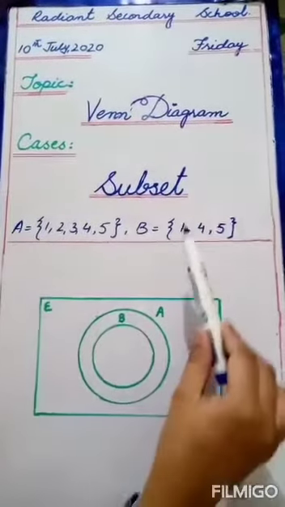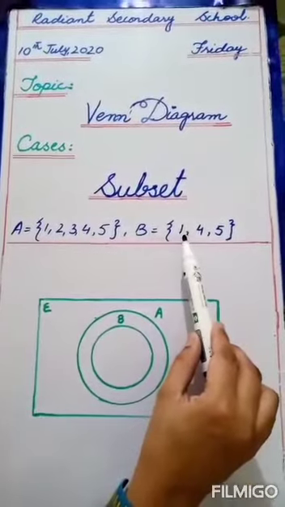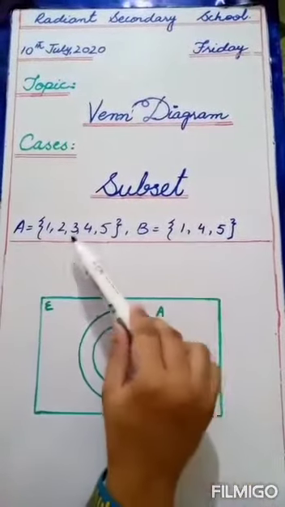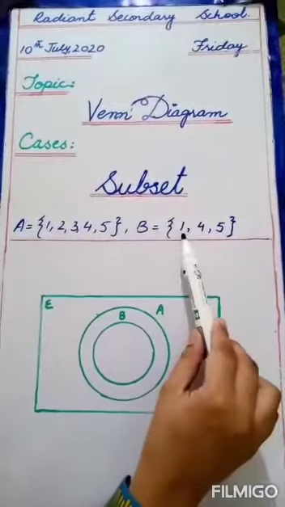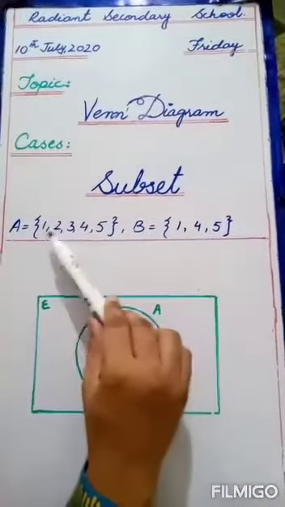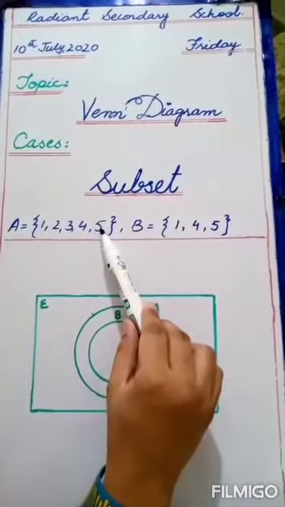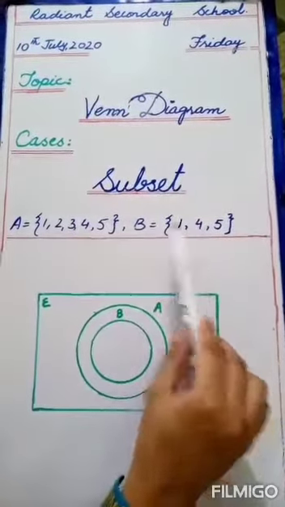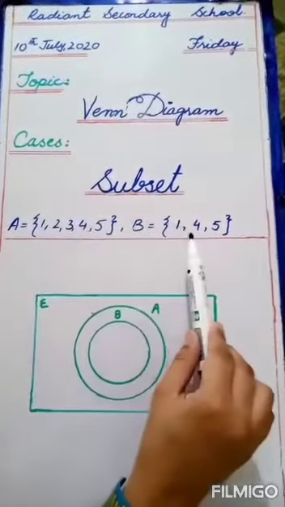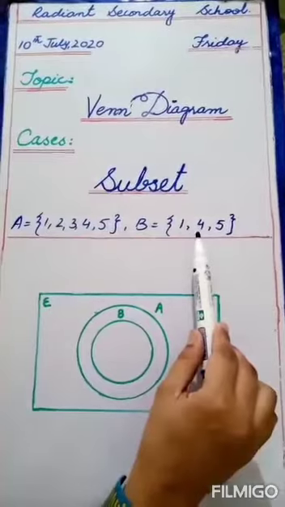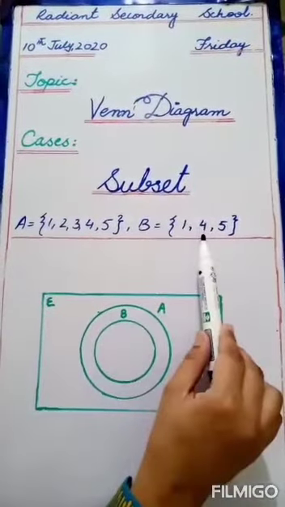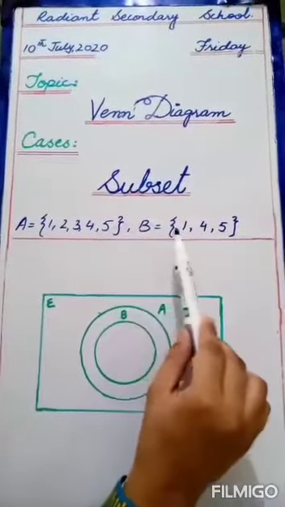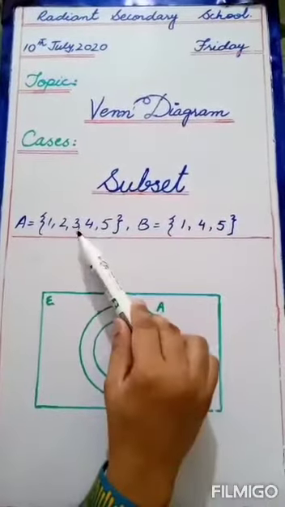Now you can see that set B has all the elements which are present in A as well. Like this is 1, 4 and 5. 1, 4 and 5 are also present in A, meaning all the elements of set B are present in A. There is no element which is not present in A. So all the elements of B are present in A, so B will be called the subset of A.